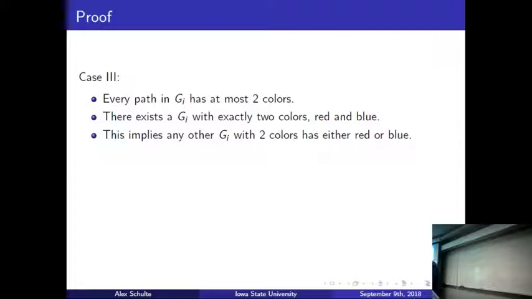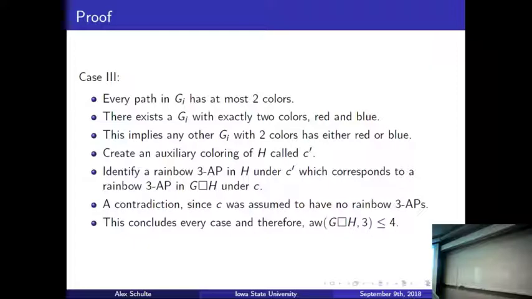Okay, so I'm in case three. All right, so case three, we're now going to put at most two colors on p, so that means that there's some GI with two colors. And we were able to show that if GI has red and blue, then any other GI or GJ that has two colors on it will have either red or blue.